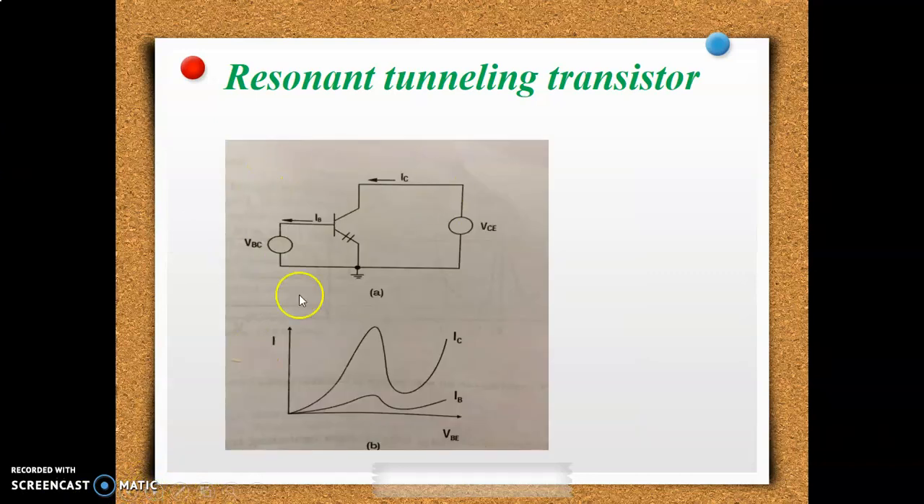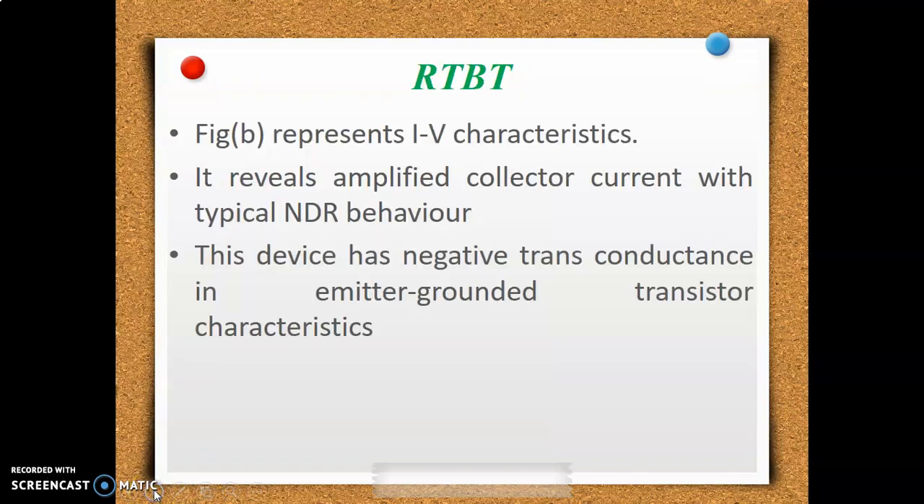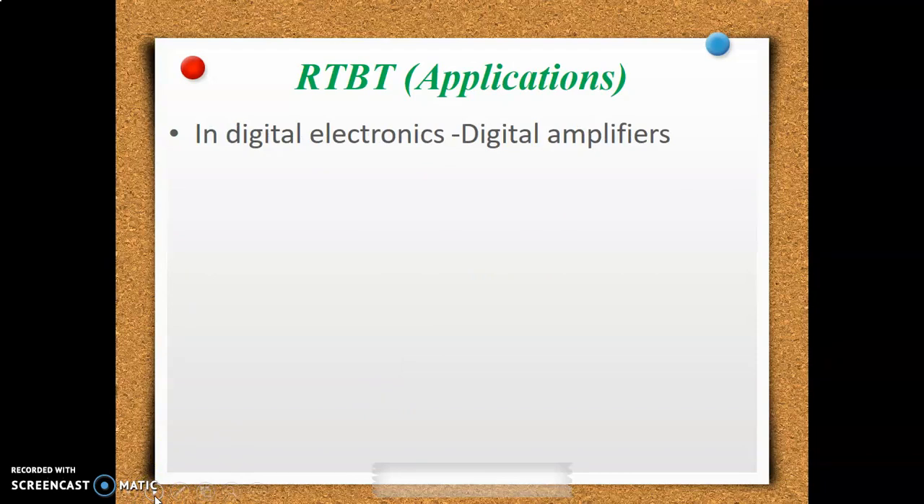This is the diagram representing the RTBT in a circuit. This is how you represent an RTBT in a circuit. And these are the IV characteristics of an RTT. Figure B represents the IV characteristics. It reveals amplified collector current with typical negative differential resistance behavior. This device has negative transconductance in emitter-grounded transistor characteristics. Applications: basically they are used in digital electronics, that is, in digital amplifiers.